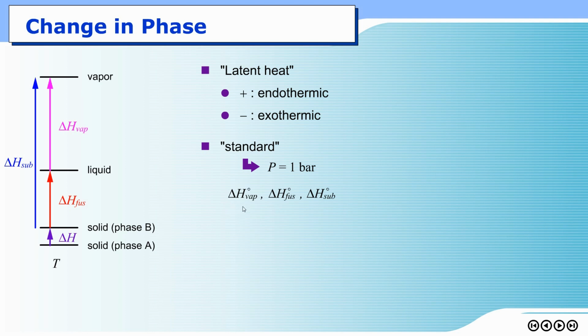Just like this, delta H vaporization, heat of vaporization, the circle here indicates the word standard. So this is a standard heat of vaporization. Note here that the circles indicate pressure, but temperature is not indicated here. So normally people would put the temperature down here as a subscript.